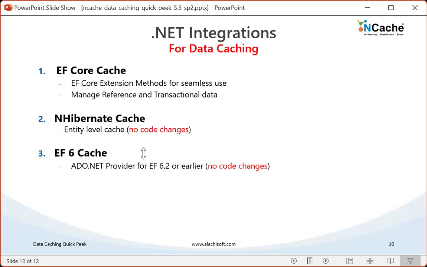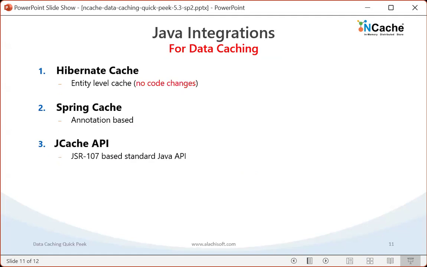For .NET applications, NCache provides integrations with EF Core. NCache has implemented EF Core extension methods, so you have an EF Core cache that you can use seamlessly. NCache also has provided an NHibernate second-level cache for you to use. And for legacy .NET applications, NCache has provided an EF6 cache provider. For Java applications, NCache has provided a Hibernate second-level cache for you to use. For Spring applications, NCache gives you a Spring cache, which you can use through annotations. And NCache has also implemented the popular JCache API in the Java landscape.